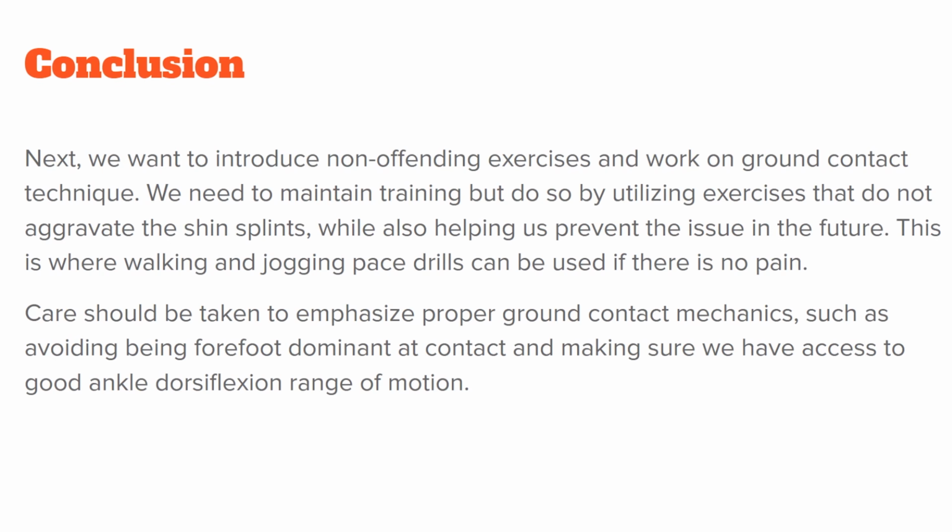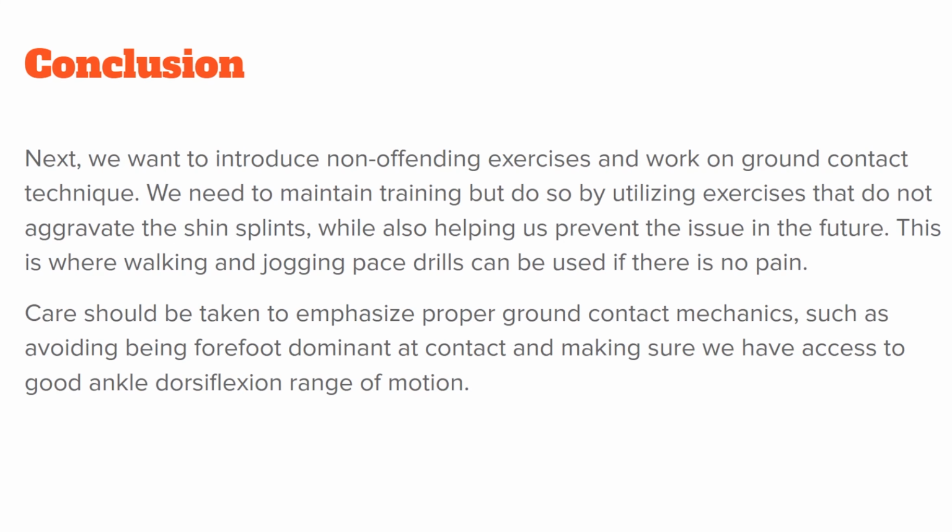We need to maintain training, but do so by utilizing exercises that do not aggravate the shin splints, while also helping us to prevent the issue in the first place. This is where walking and jogging paced drills can be useful if you're not able to run. Care should be taken to emphasize proper ground contact technique, like we've talked about. Avoid being forefoot dominant, and make sure that you have good ankle dorsiflexion range of motion, both passively and actively, both while you're sitting down and doing it, as well as when you're sprinting, jumping, and doing other types of dynamic activities.